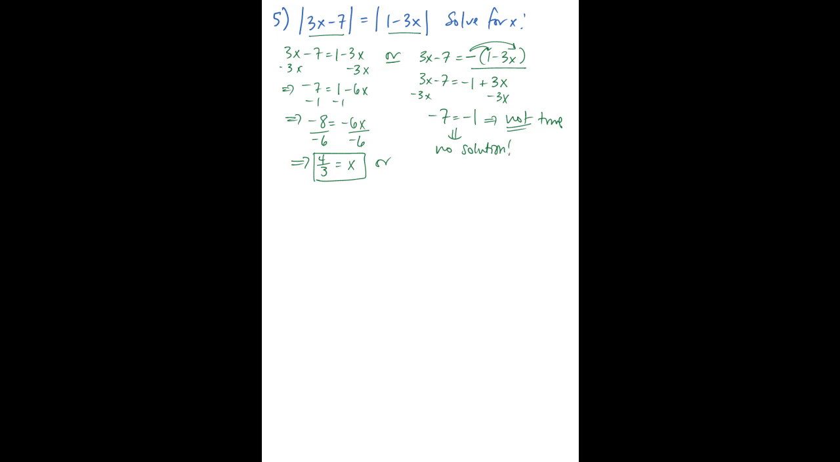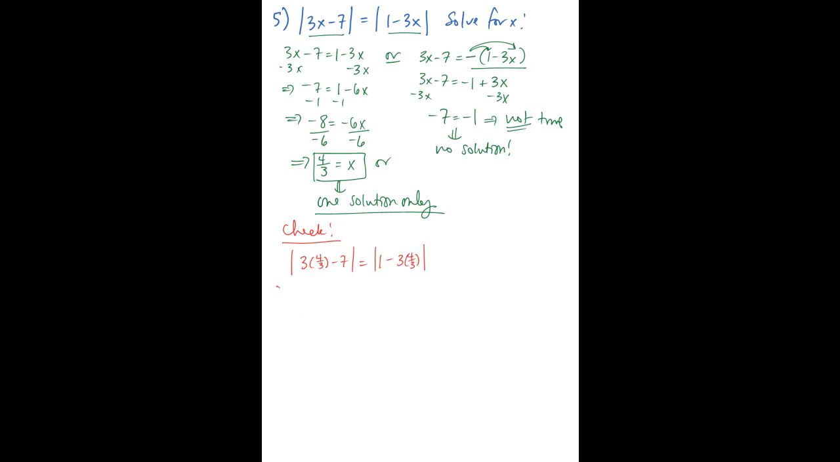So in this case, we only have one solution. Even though we often have two solutions to absolute value problems, we only have one solution here. And in fact, we should check this solution to be sure. So again, we started out with the absolute value of 3 times x minus 7 equals the absolute value of 1 minus 3 times x. And we need to plug in 4/3, which is what we got for our answer.